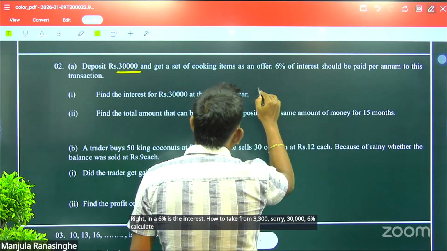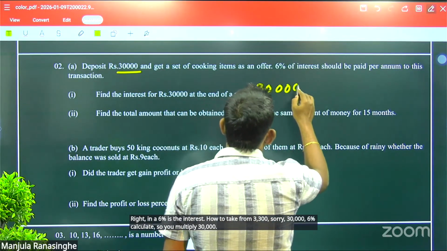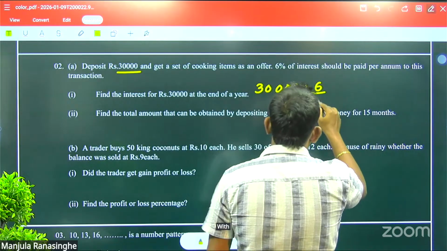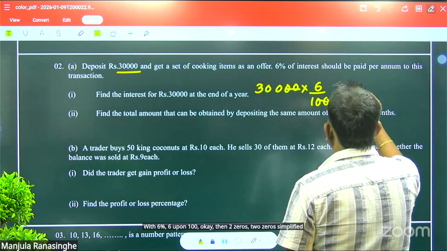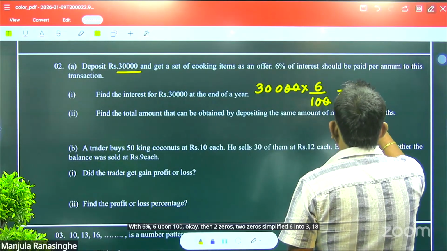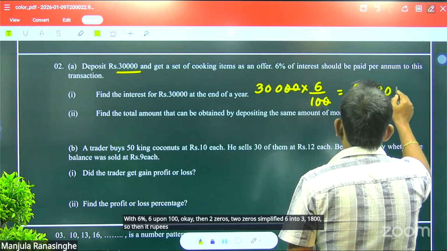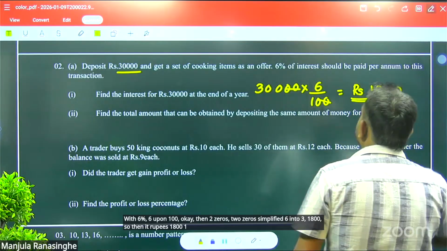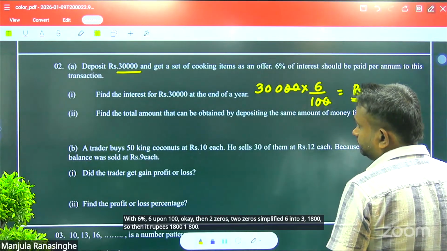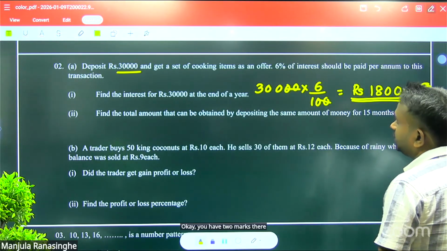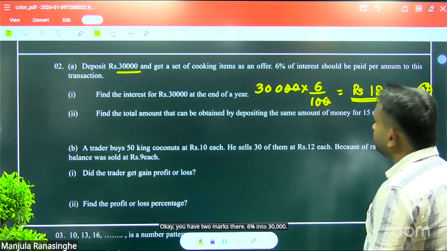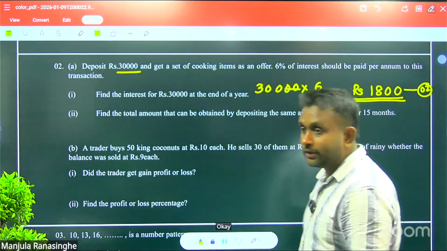So you multiply 30,000 with 6%, 6 upon 100. Then two zeros, two zeros cancel. Simplify 6 into 3, 1800. So then it is rupees 1800. Okay, you have 2 marks there. 6% into 30,000, 2 marks.